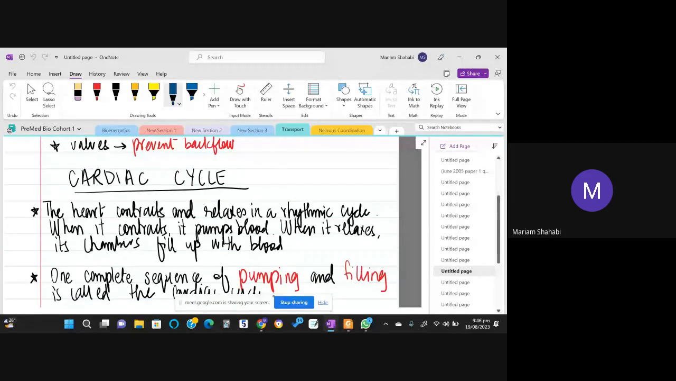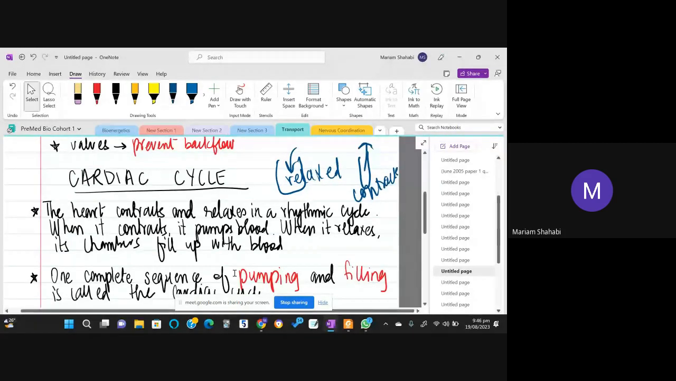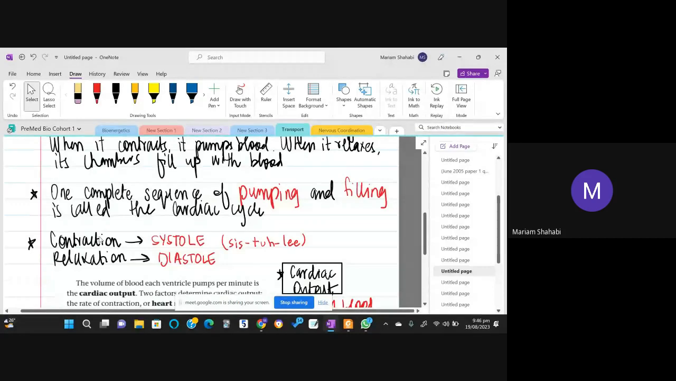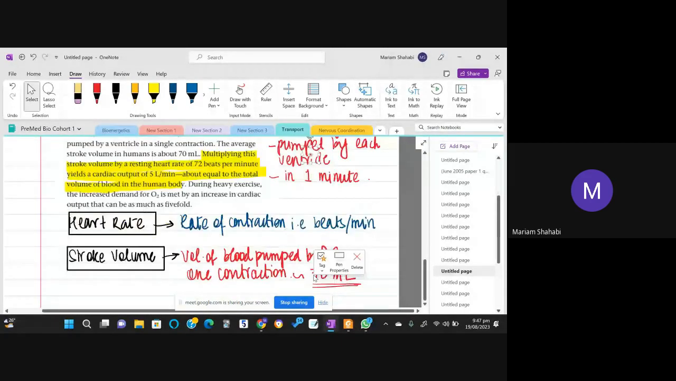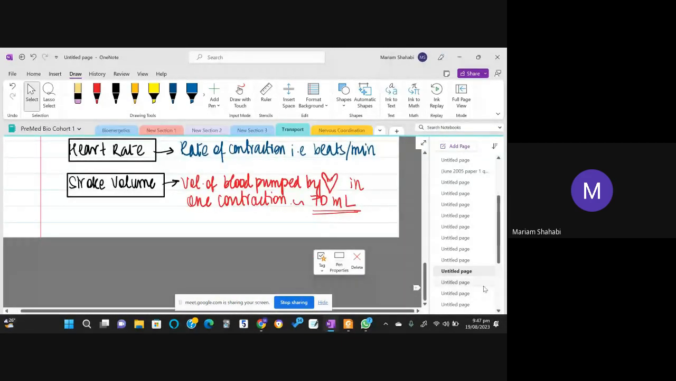Okay? जब वो contract करेगा, when the heart is relaxed, so blood will come in. When it contracts, blood will be pushed out. So one complete sequence of pumping and filling is called the cardiac cycle. Let's see what that means. Now this is an important term. Contraction को systole बोलते हैं and relaxation को diastole बोलते हैं. Heart rate, stroke volume, इस पे आते हैं भी थोड़ी देर में.